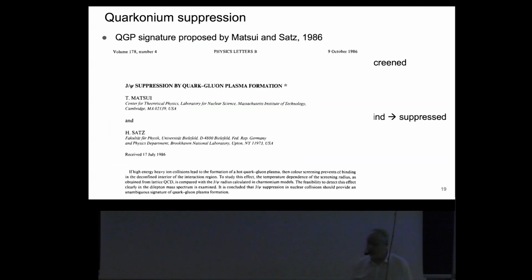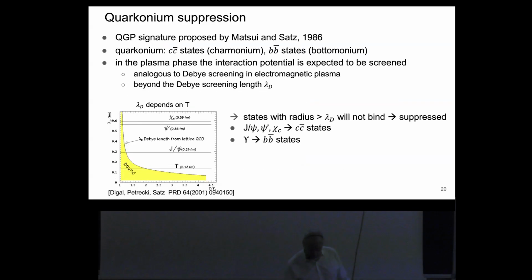So one signature was there at the SPS. The other was the J/psi suppression. This was proposed in 1986 by Matsui and Satz. Essentially, the idea is that these quarkonium states and bottomonium states in the plasma phase would be suppressed, because, what is a plasma? A plasma is free charges. So inside the quark-gluon plasma, there would be free color charges. The field would be modified in a way analogous to what happens in an electromagnetic plasma, where you have a Debye length beyond which the potential is screened.